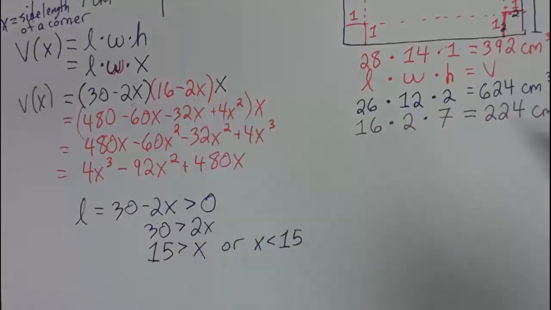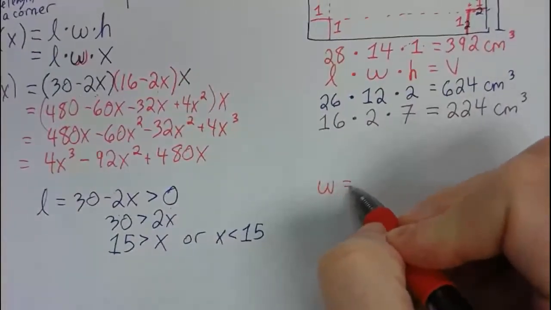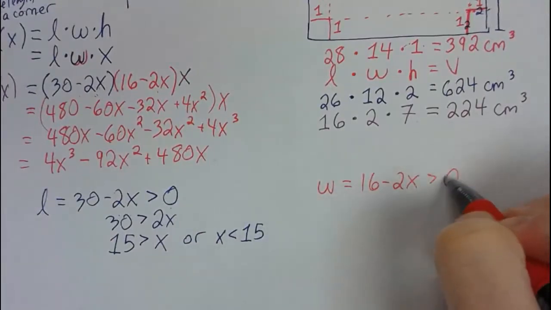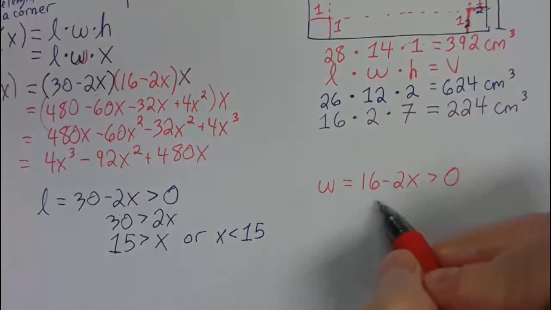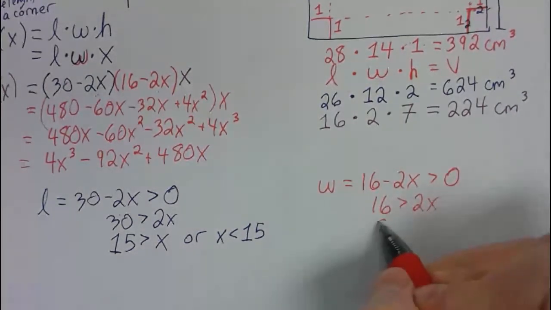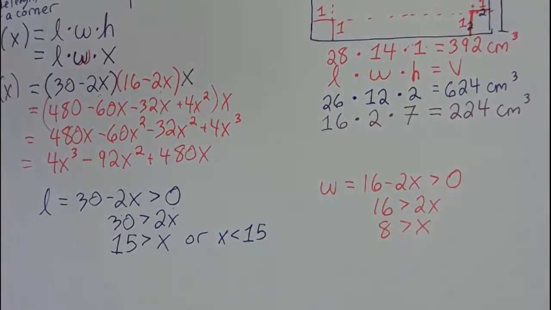But if we look at our red one, if we have 16 minus 2x for our width, that has to be bigger than 0 as well. So if I do the same steps, add 2x to both sides, and then divide by 2, I get that x has to be less than 8, because we don't want our width or our length to end up being 0 or even negative. And a negative length doesn't really make a whole lot of sense at all.